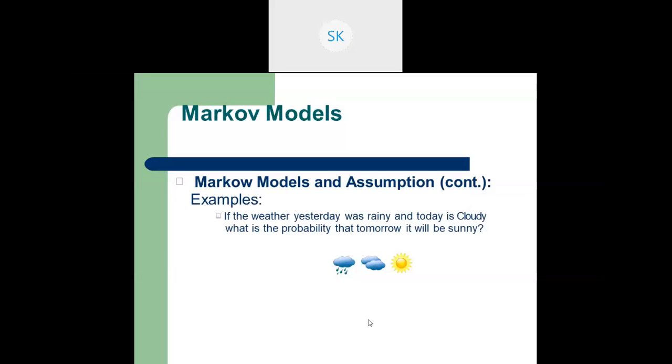So Markov model assumptions: if the weather yesterday was rainy and today is cloudy, what is the probability that tomorrow it will be sunny? Today is the present, cloudy, at the center. Yesterday was rainy, and we are predicting the probability that tomorrow it will be sunny. This is the past state, this is the present state, and sunny is the future state.